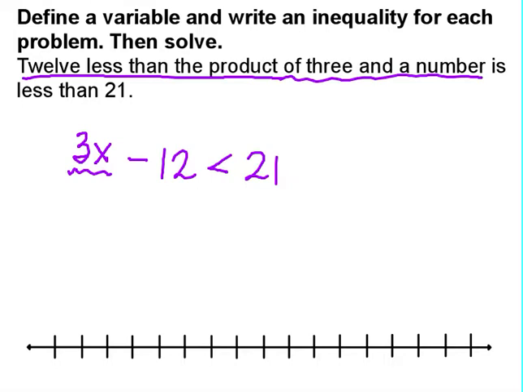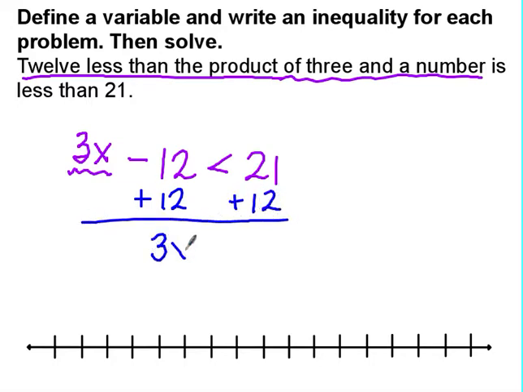And so now all we have to do to solve that is what? Add 12 and then divide by 3. So I end up getting 3x to be less than 33. So x is less than 11. Okay, we can graph those. We've already been doing those. Okay, biggest thing there is writing the equation. So when do you switch the sign over? Only when you divide or multiply by a negative number.